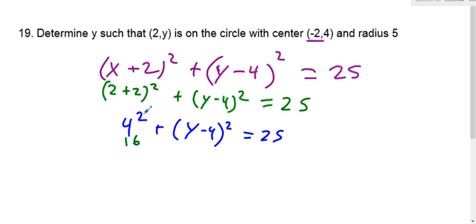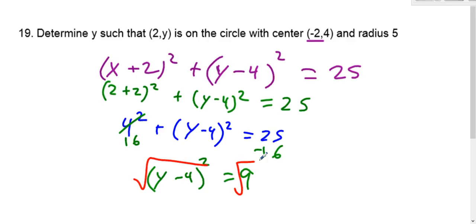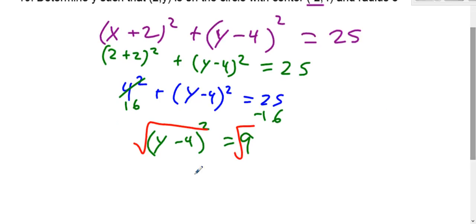4 squared is 16. So we're going to subtract 16 so we can get the y expression by itself. 25 minus 16 is 9. Then here's where your 2 answers come from. When you square root to get rid of the square, your answer is positive and negative, plus or minus the square root. So you end up getting 2 equations you have to solve.